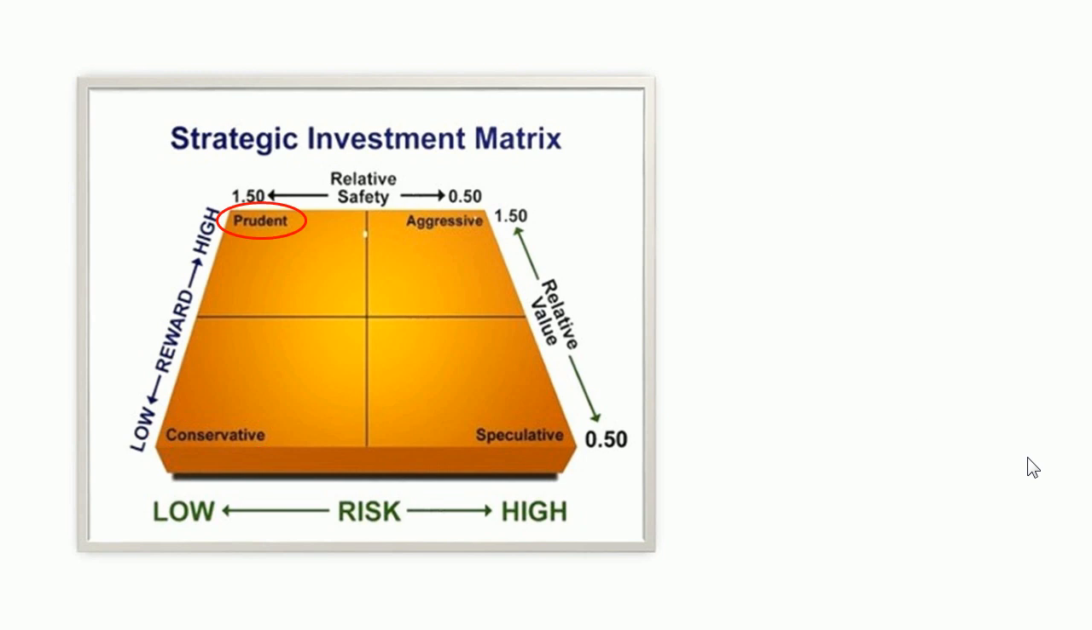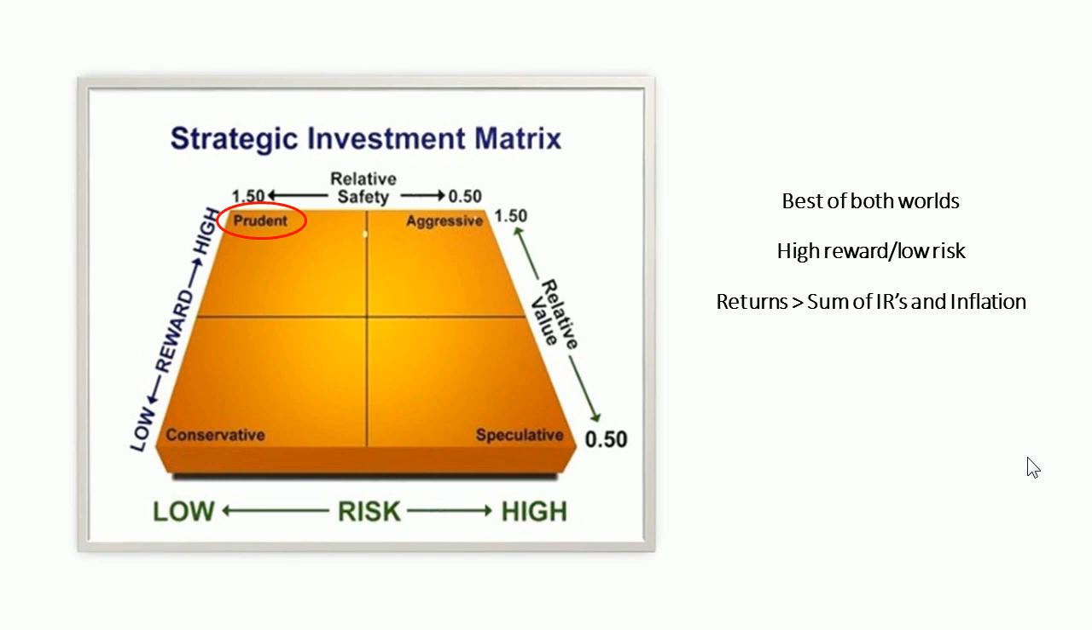Next, we have the prudent investor. And the prudent investor, they want the best of both worlds. They want high reward, but aren't willing to take on too much risk. They are interested in outperforming the market over the long term and achieving annual returns greater than the sum of interest rates and inflation. And the best way to meet these stringent requirements is to buy undervalued stocks with consistent, predictable earnings. They're going to favor stocks with high relative value and high relative safety.